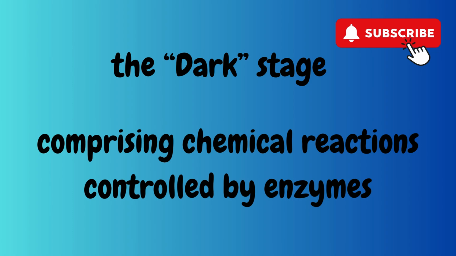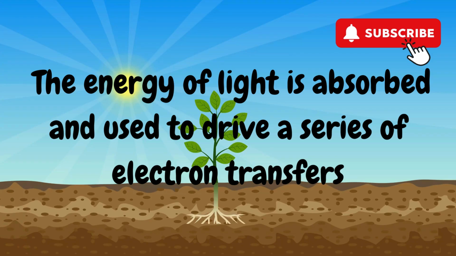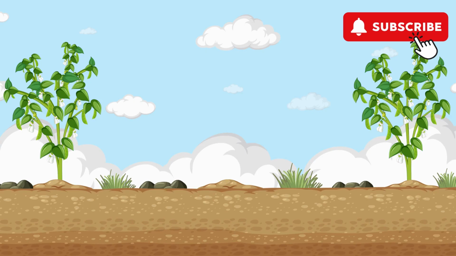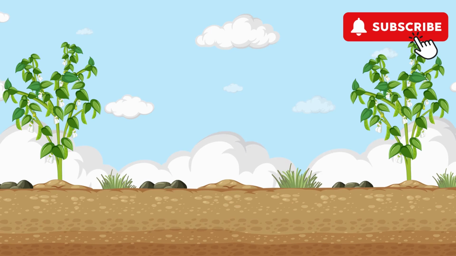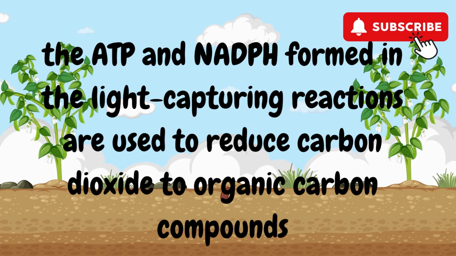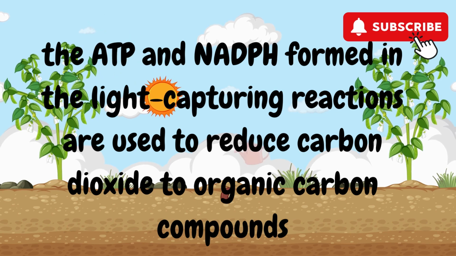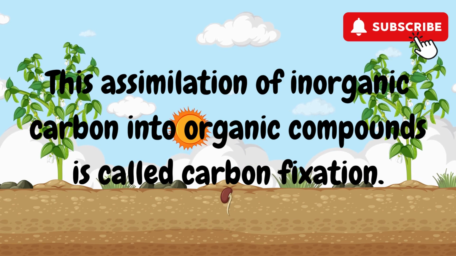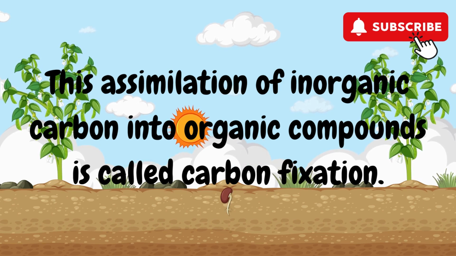During the first stage, the energy of light is absorbed and used to drive a series of electron transfers, resulting in the synthesis of ATP and the electron donor reduced nicotinamide adenine dinucleotide phosphate, NADPH. During the dark stage, the ATP and NADPH formed in the light-capturing reactions are used to reduce carbon dioxide to organic carbon compounds. This assimilation of inorganic carbon into organic compounds is called carbon fixation.